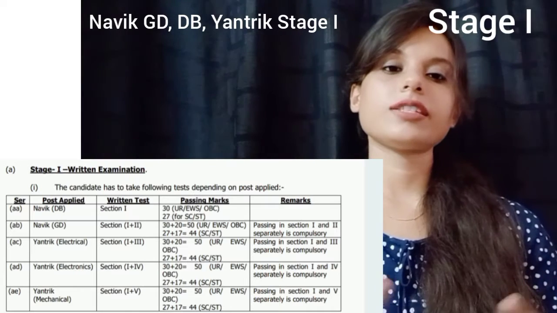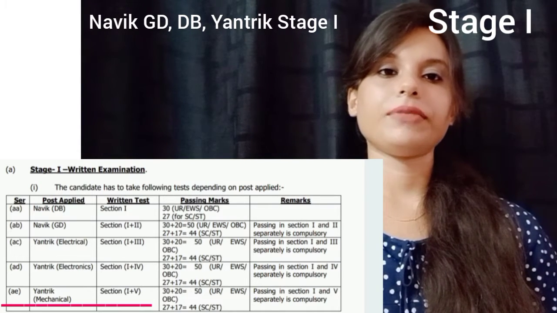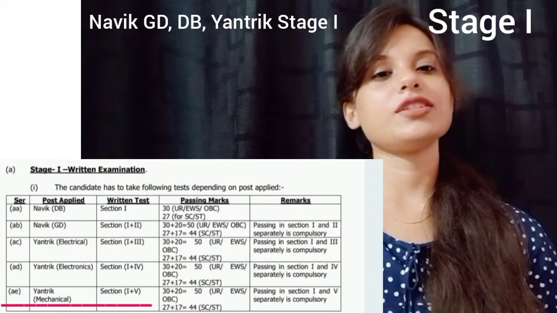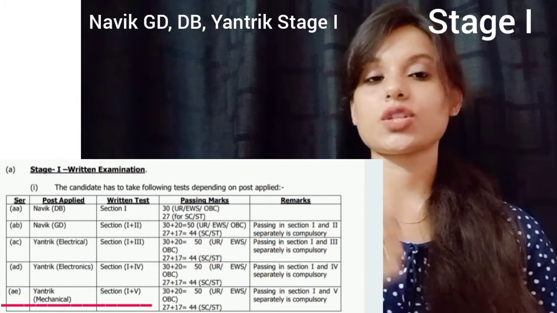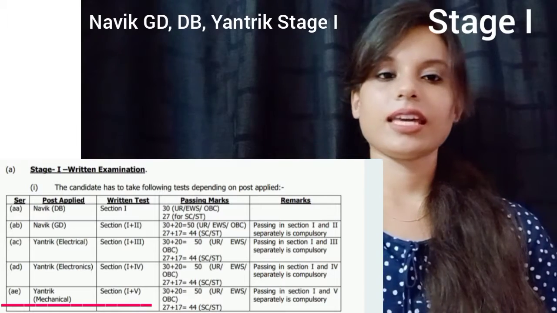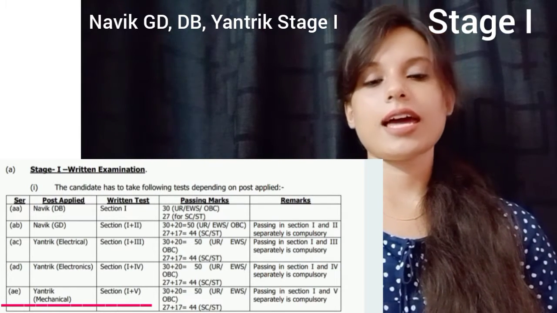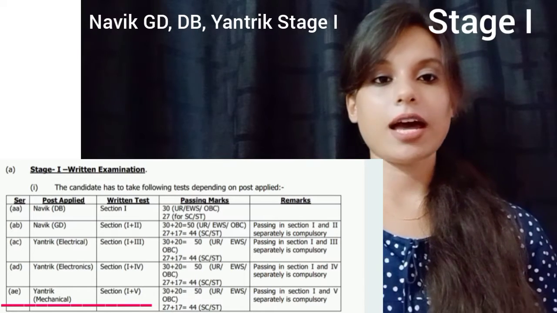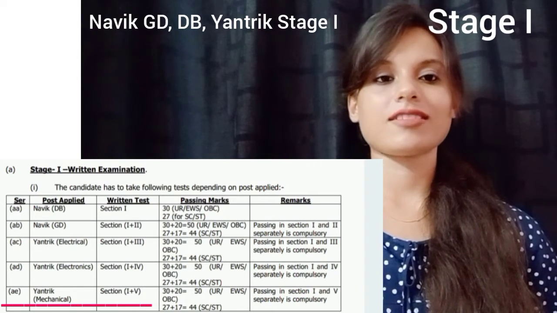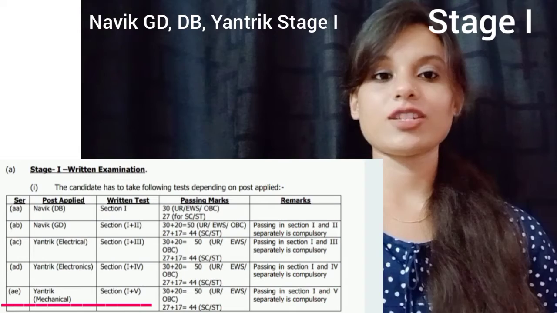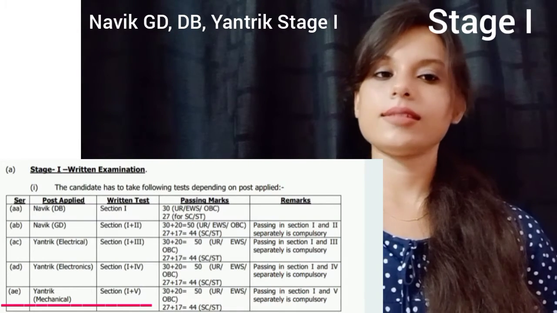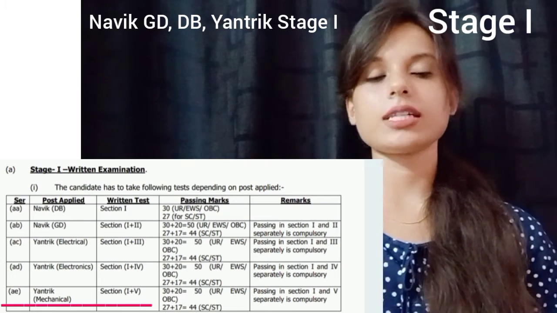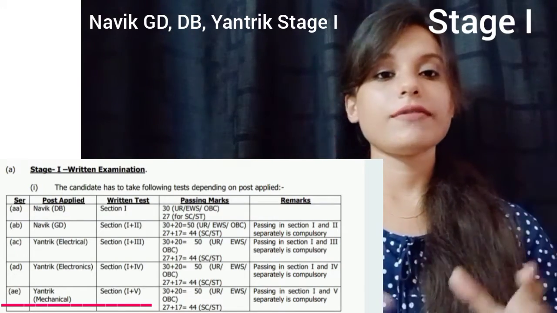Now next we are going to talk about the Yantrik mechanical department, and here you have once again two sections. One is known as section 1, which is once again common for all the posts, and another is section 5. You have to secure 30 marks in section 1 and 20 marks in section 5. That's your passing mark. For the SC/ST category, you have to secure once again in section 1, 27 marks and in section 5, 17 marks.